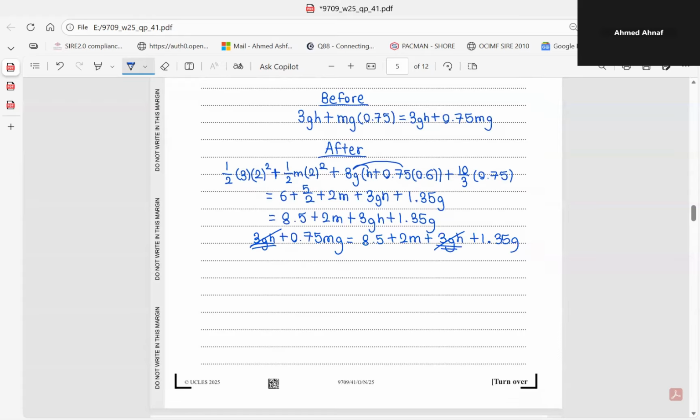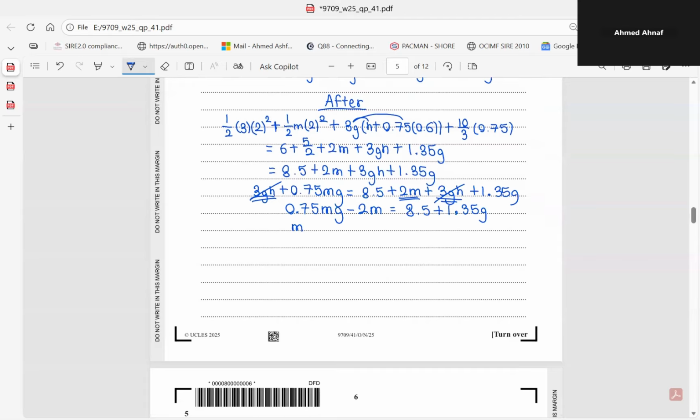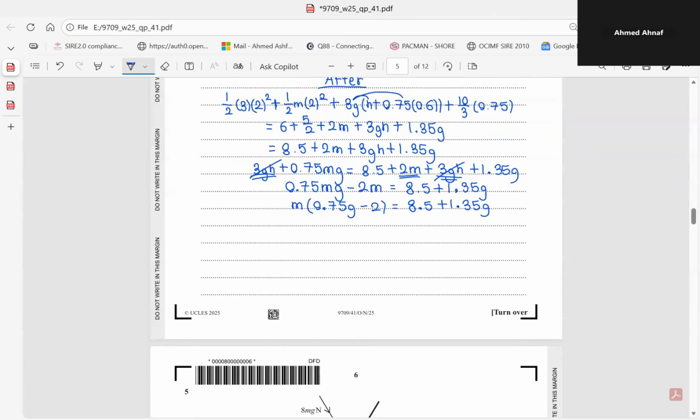And now we're going to move all the m terms towards the left-hand side. So we'll move this over to the left. So 0.75mg minus 2m equals 8.5 plus 1.35g. Now we're going to factor out the m. So m times (0.75g minus 2) equals 8.5 plus 1.35g. Now we'll just divide both sides by this to get our m.